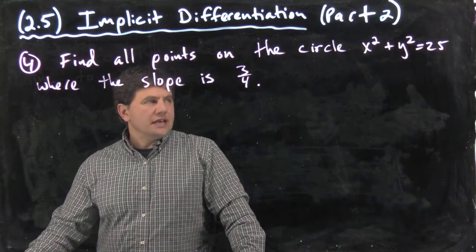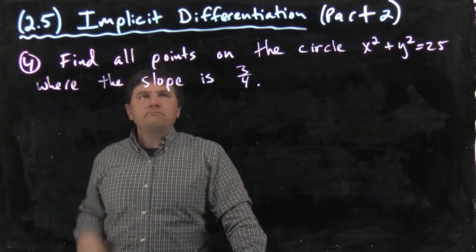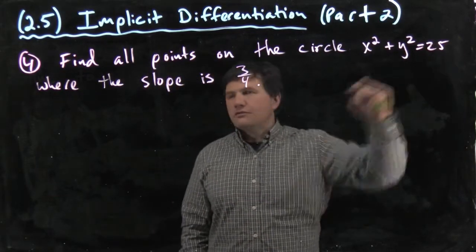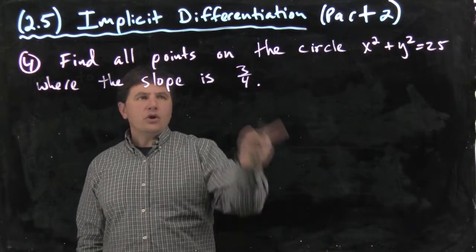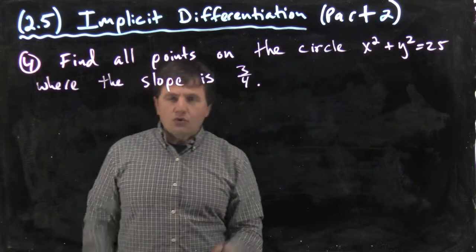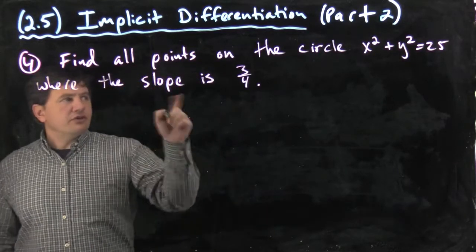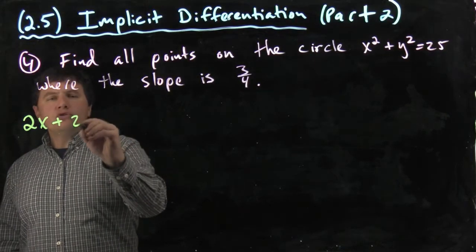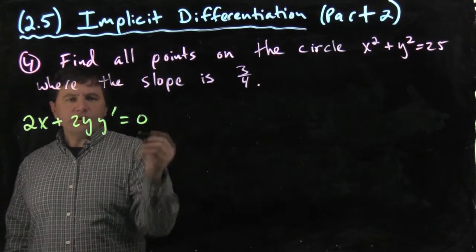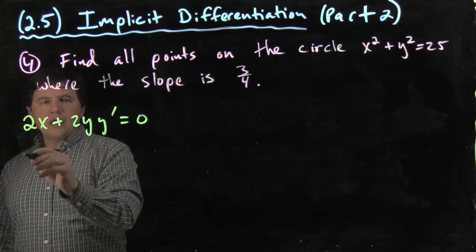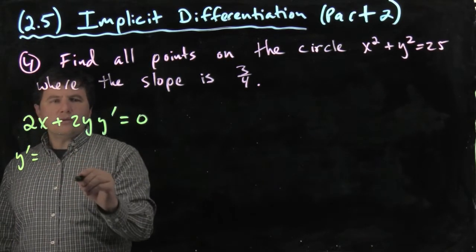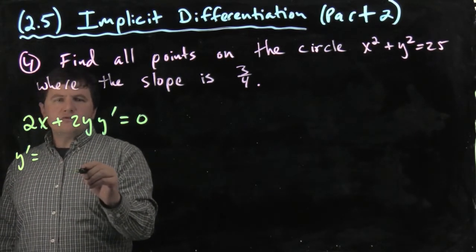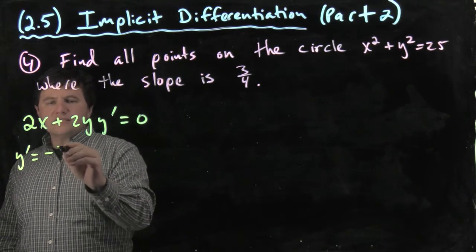Okay, final example here, a little bit different. We're given the equation for a circle, and we want to know when the slope is 3/4. Of course, slope, we're talking derivative, so let's take the derivative of that implicitly. So 2x plus 2y, y prime equals 0. Let's solve for y prime here. So y prime is equal to negative 2x over 2y, so that's negative x over y.